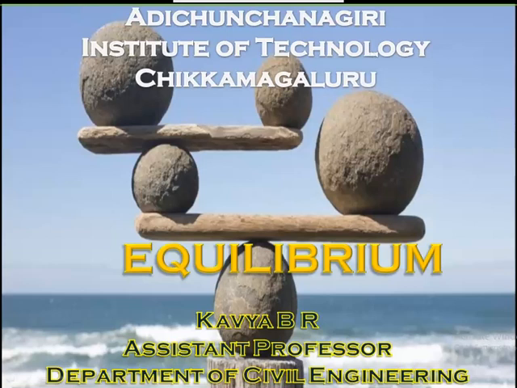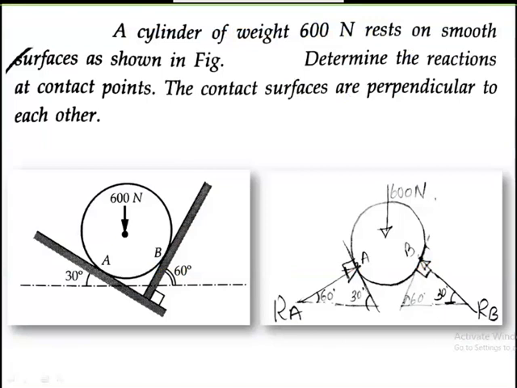First problem: a cylinder of weight 600 Newton rests on the surface as shown in the figure. Determine the reactions at the contact points. The contact surfaces are perpendicular to each other. This is the cylinder given, and the cylinder weight is given. Weight always acts downwards. It is 600 Newton.